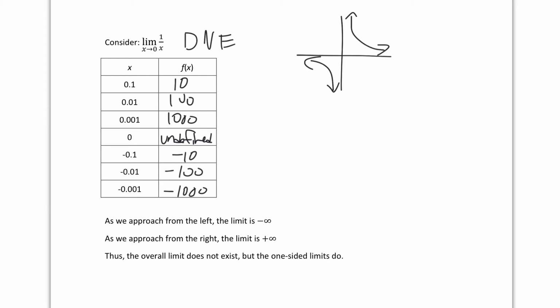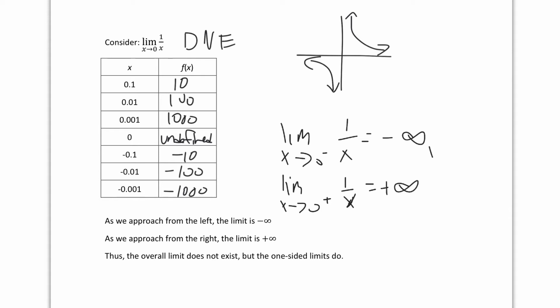And so what we would actually have to say is we have left and right limits. The limit as x approaches 0 from the left of 1 over x is going to give us negative infinity. But the limit as x approaches 0 from the right of 1 over x is going to give us positive infinity. And so these two are not equal. Therefore, the overall limit as x approaches 0 of 1 over x does not exist. Same idea that we've done before. The overall limit does not exist, but in this case, the one-sided limits will.